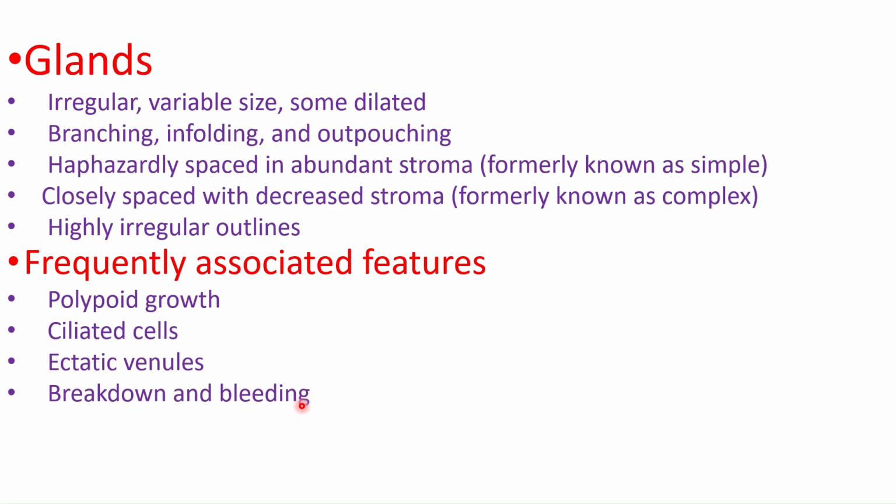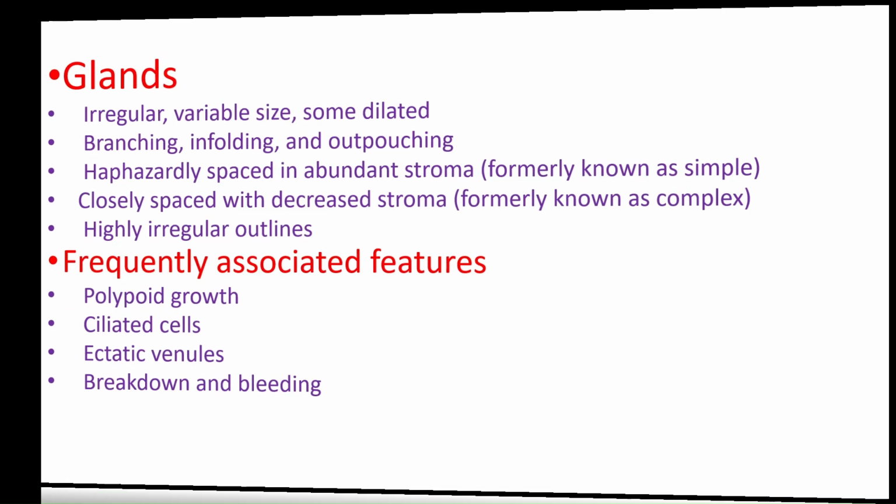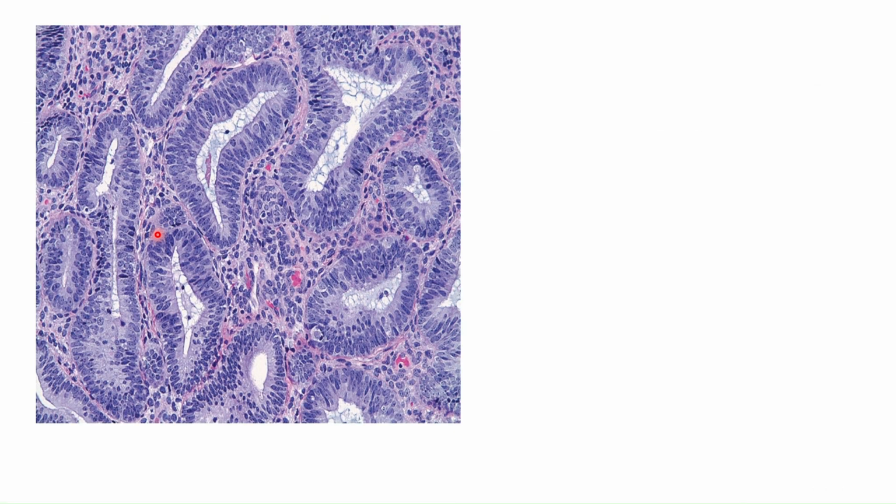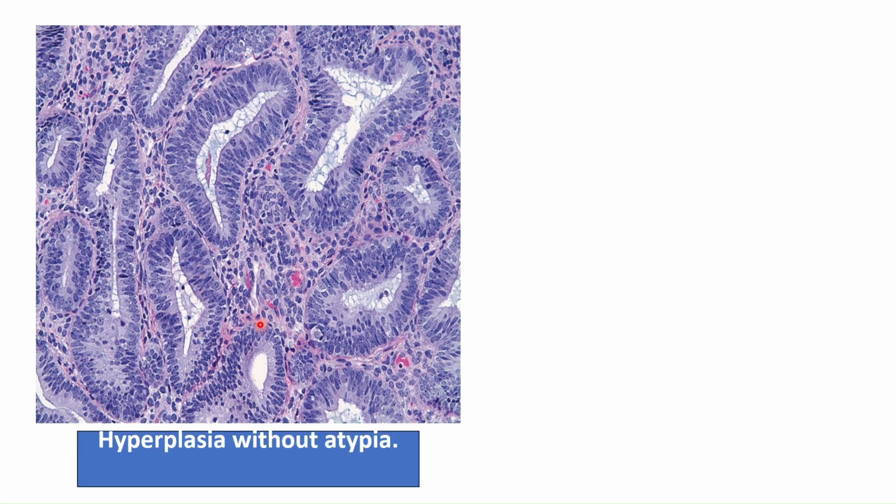So we have to see nuclear features, glandular features, associated features, and above all the gland-to-stroma ratio, which is more than 1. So in this section, first of all, the gland-to-stroma ratio is more. Stroma is there in between the glands but the amount is less. And glands are round, some having irregularity, meaning outpouching, some having an angulated appearance. So this is hyperplasia without atypia.